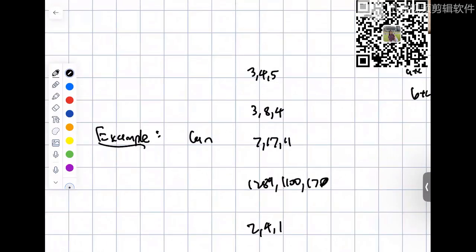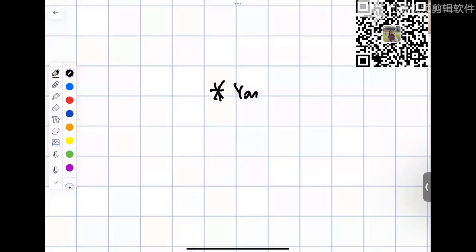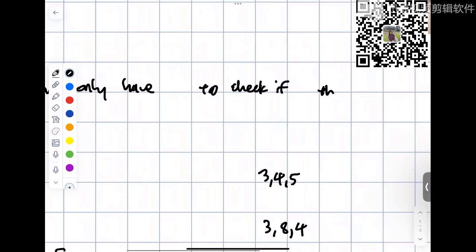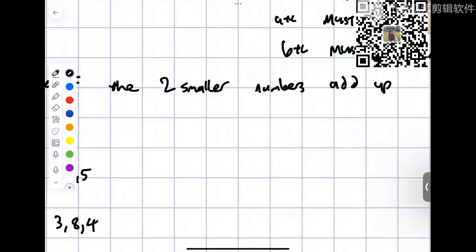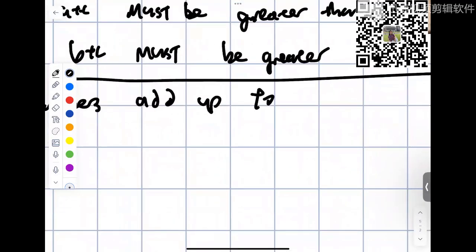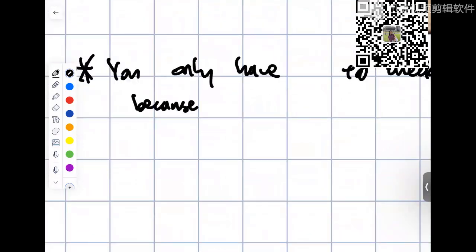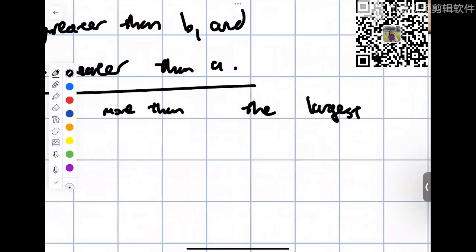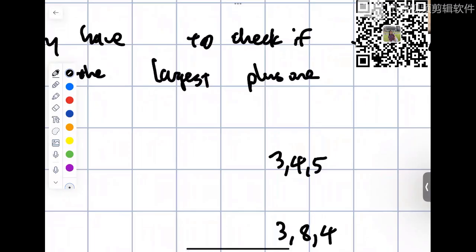Exactly. That's a really good point. Let me write that down. If the two smaller numbers add up to more than the largest number, it is a triangle. But if the two smaller numbers add up to equal or less than the longer number, it cannot form a triangle. Exactly. That's a really good observation, Sean. Two sides must be more than the third, because the largest plus one of the smaller ones will always be larger than the other smaller one.